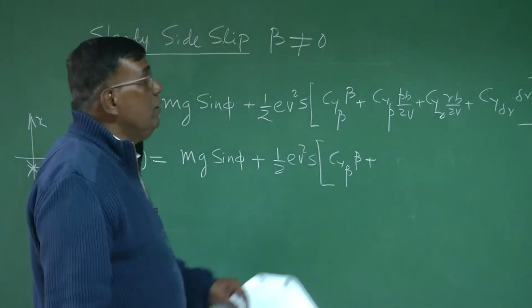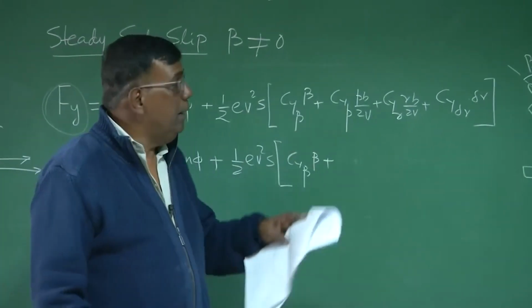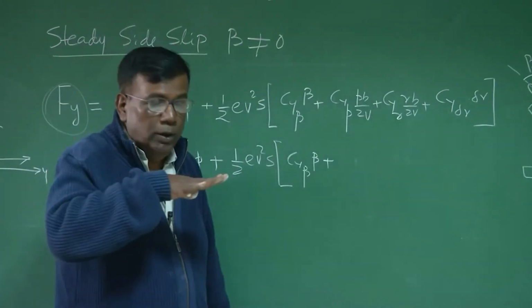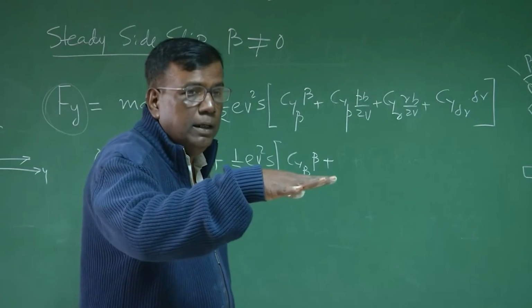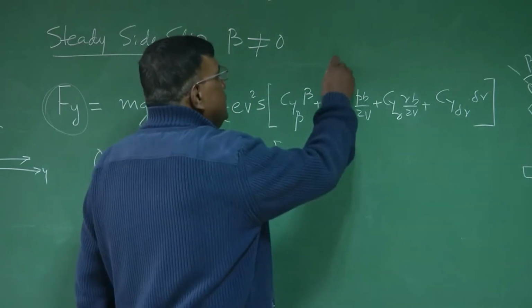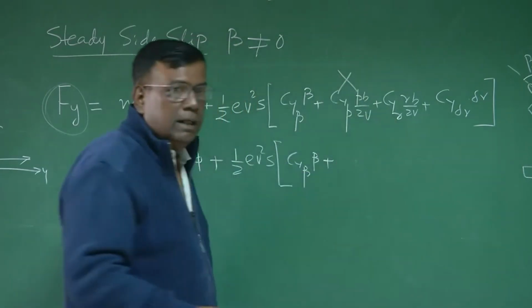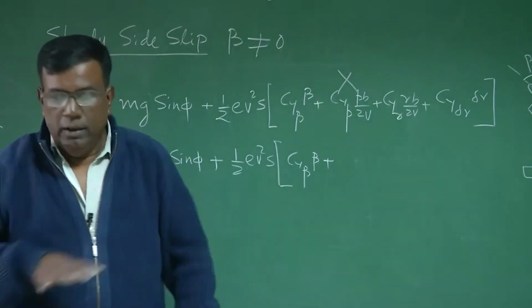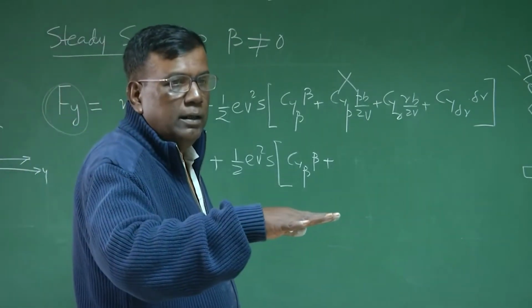Will there be contribution from this term? This term comes when there is a roll rate. If I am doing a steady side slip, what is the value of P? 0. Is 0, so I drop this. What is the value of R? R is the yaw rate. It is only going like this. What is the value of R?